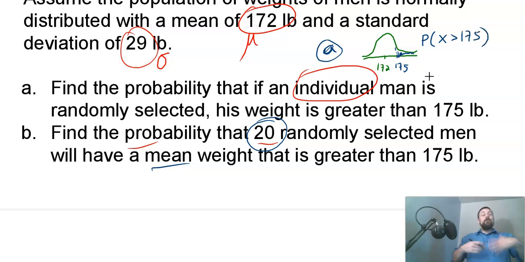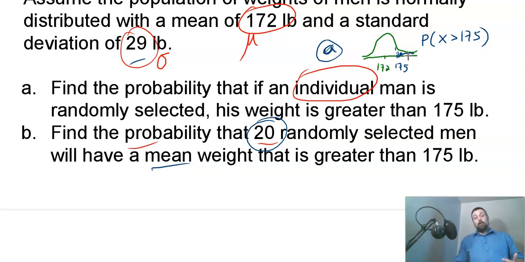Now, I think it's a fun exercise whenever you're doing a probability to use your intuition. Guess what you think the answer might be first, and then see what it actually is from the calculator, just to see if you have a good sense of what it should be. How good is your intuition on these probabilities? If you think about the standard deviation, it's 29 pounds. This is well within one standard deviation, right? This is only 3 pounds away.